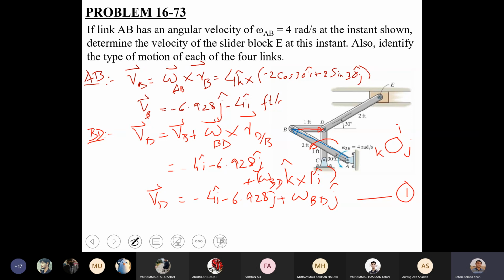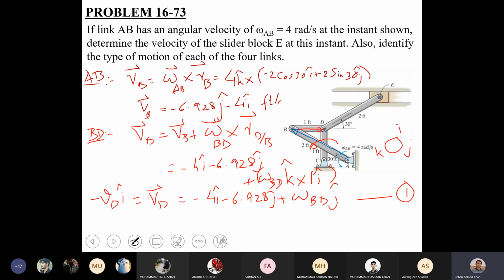It can't be that AB is rotating counterclockwise and CD starts moving clockwise. Yes, sir. So it means that this link CD is basically rotating in a counterclockwise direction about point C. So what should be the direction of velocity of D? Towards left. So we don't know its magnitude, but its direction is known to us. So we can write the VD vector as equal to minus VD I.